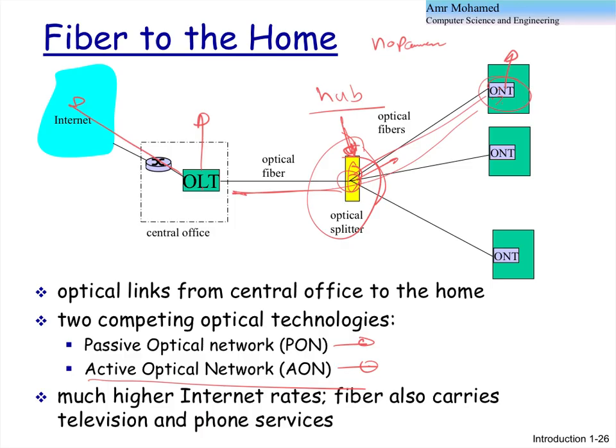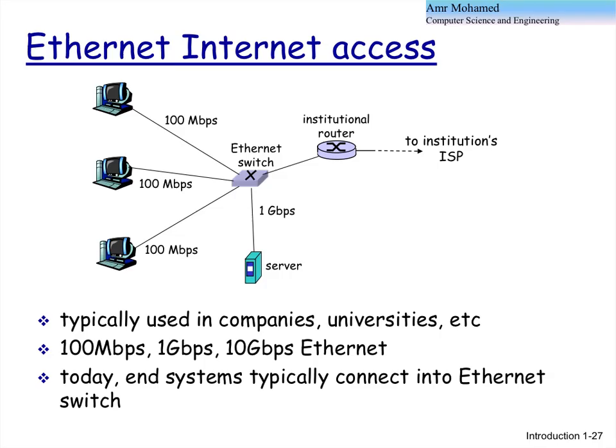Okay? Now, for institutional access, an institution needs more than a residential house does. It's not a single user or a single household. Here we're talking about an institution that wants to connect to the internet, so the requirements are different, right? The level of service, the bit rates, and the quality of service provided to a household are different from an institution level.